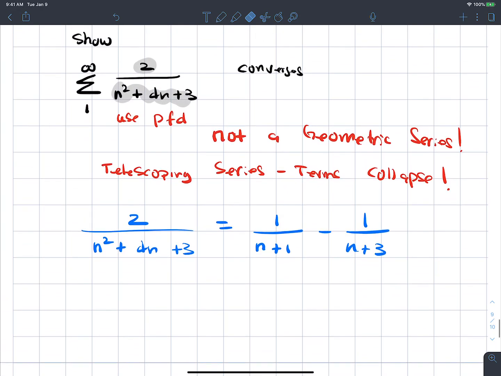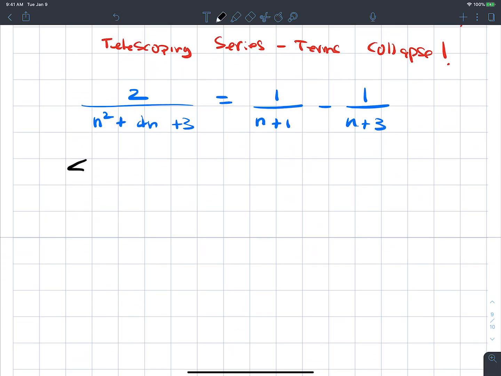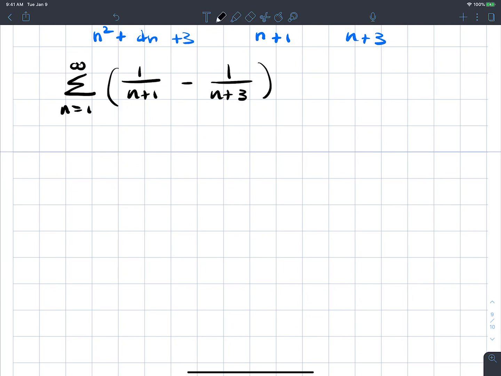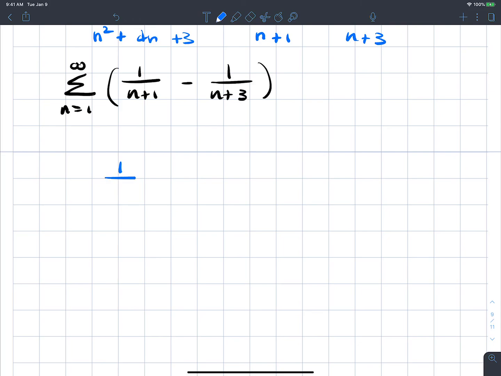All right, here's what I have here. Let's look at the details. This series is the same series, n is 1 to infinity, 1 over n plus 1 minus 1 over n plus 3. Okay? And let's start to look at some of these series here. So look at some of the terms. We're going to start with n is 1, so this means I get 1 over 2 minus 1 over 4. This happens when n equals 1.